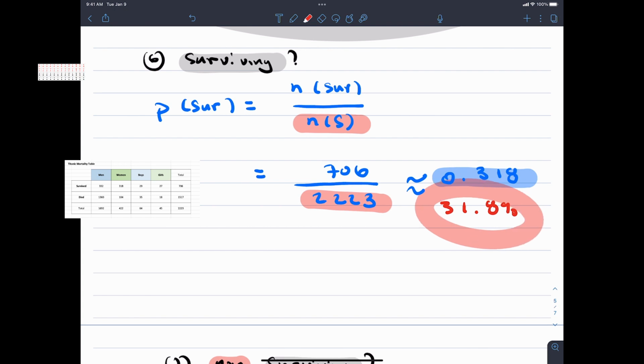So you know what that means? That means 31.8% of the passengers survived the Titanic. So there were some survivors. 31.8% survived.